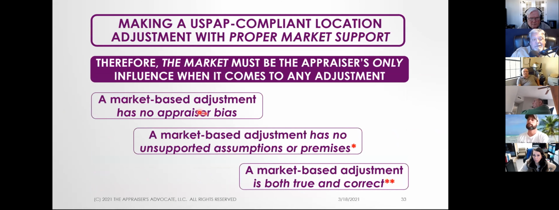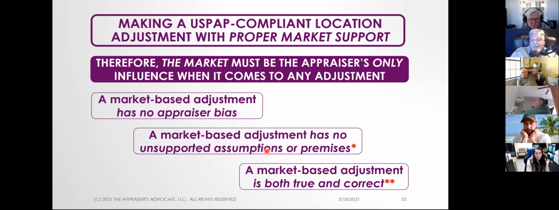So a market-based adjustment has no appraiser bias. It has no unsupported assumptions or premises. This is right out of Standard Rule 1-3, which is the marketability and highest and best use standards rule. Please take a look at that. There are 5 components in USPAP to highest and best use. And the comment indicates the appraiser will not base a value opinion on an unsupported assumption or premise.